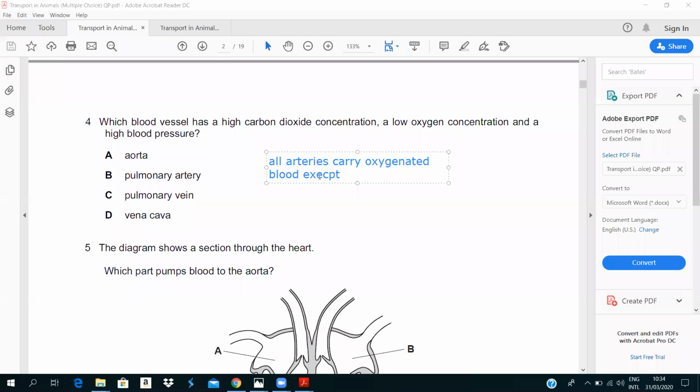Except what? Except the pulmonary artery. Which carry what? Ahmed, carry deoxygenated blood, carbon dioxide. The same, deoxygenated blood.